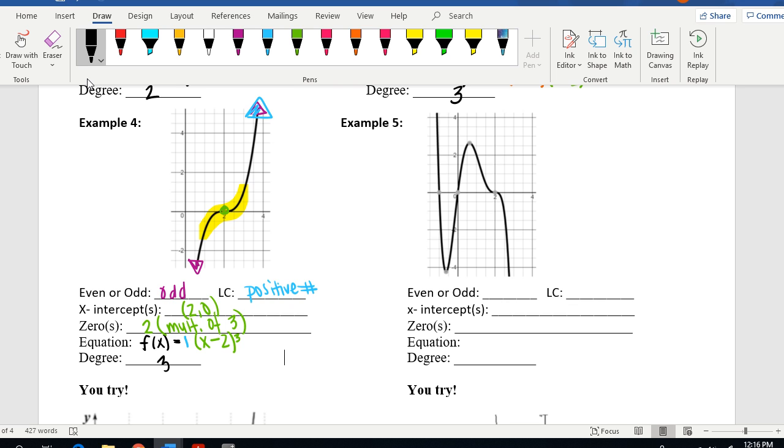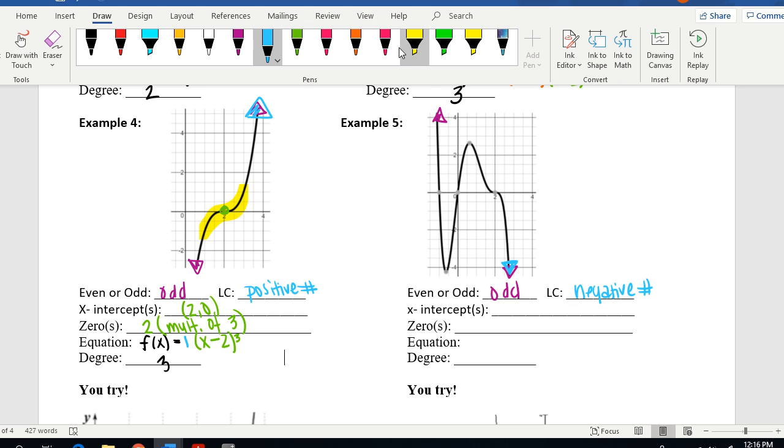All right, let's go to example 5. There's a lot going on here. So my first thing is I'm going to say, hey, is this even or odd? My ends are going in opposite directions, so it's odd. My leading coefficient, so the right side is going down, so that means I need to be careful because I'm going to have to write a -1 because I need a negative leading coefficient.